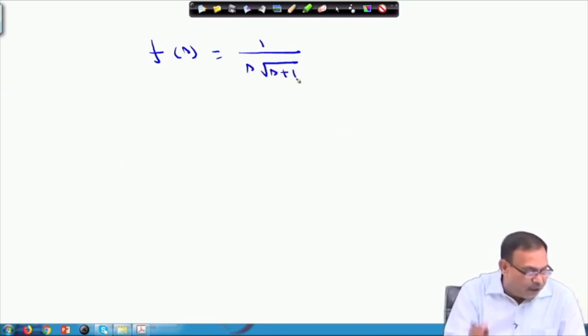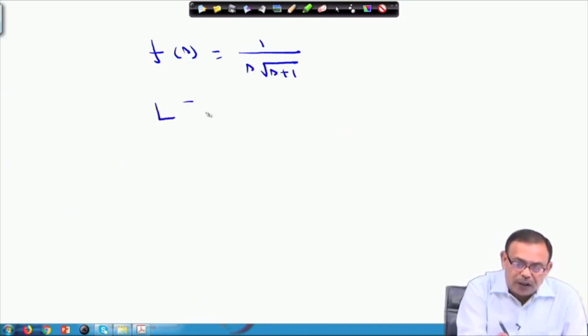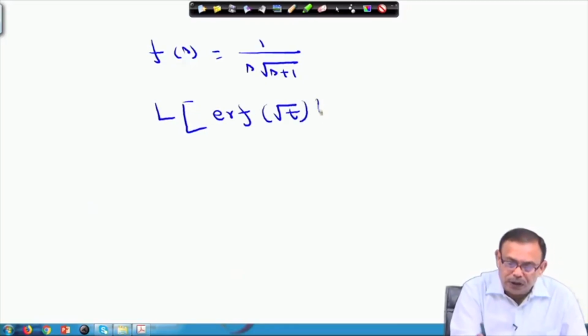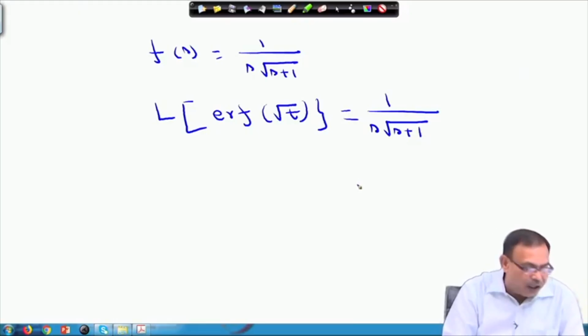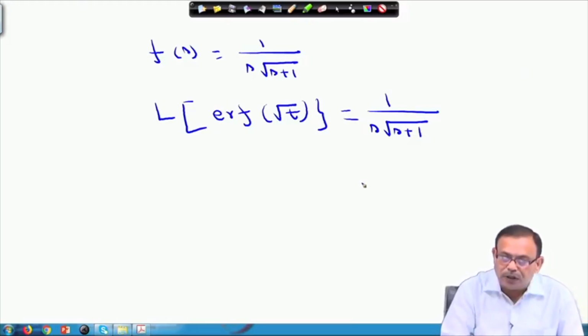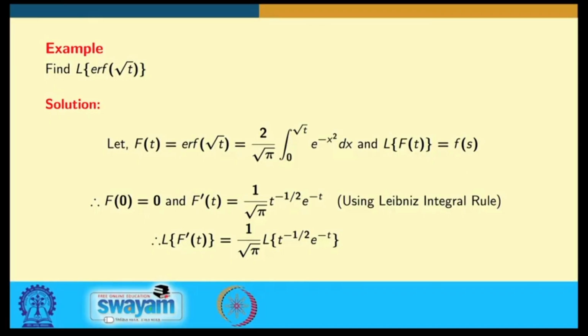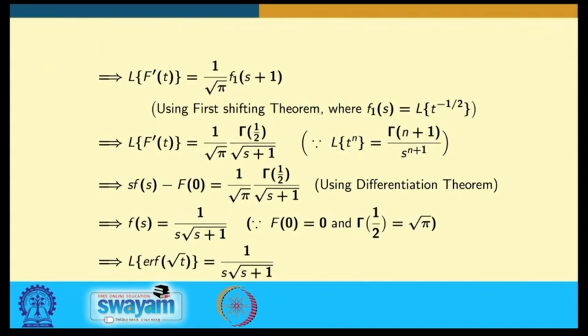So, since I obtained f s, I can tell that the Laplace transform of ERF of root t is equal to 1 by s into root over s plus 1. So, quickly if I go through this, I found f 0 and f dash t. From there, using the theorems, I am getting the Laplace transform of f dash t as f 1 of s plus 1.